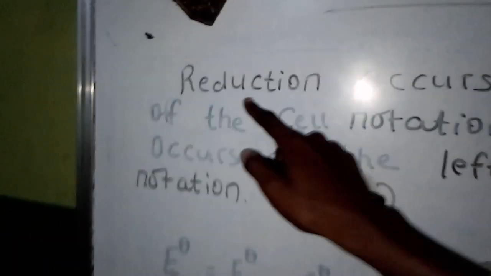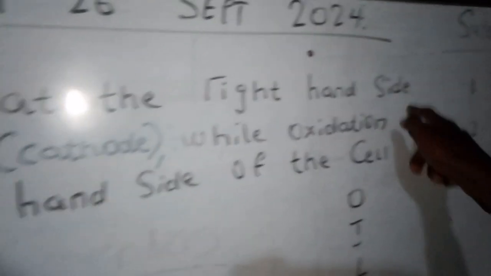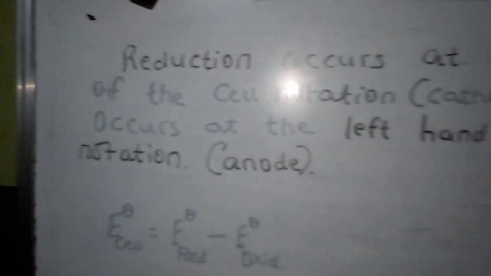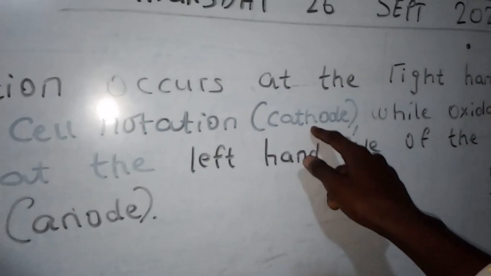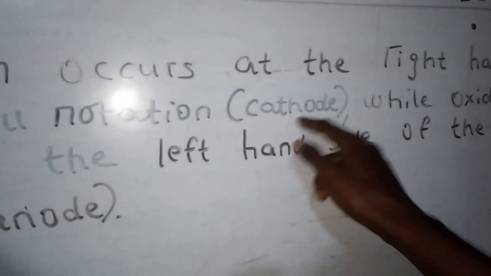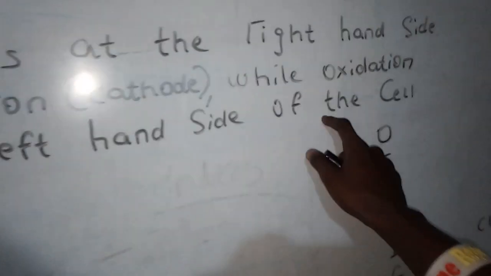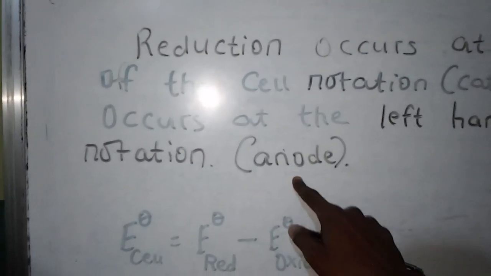You need to understand that reduction basically occurs at the right hand side of the cell notation. When you start dealing with the E.M.F of a cell, in electrochemical cells, the right hand side is the cathode. So you can say reduction occurs at the cathode. There you can have your cathodic rays. Cathode produces cathode ions, which are called cations, while oxidation occurs at the left hand side of the cell. You can also say oxidation occurs at the anode. The anode produces ions which are called anions.